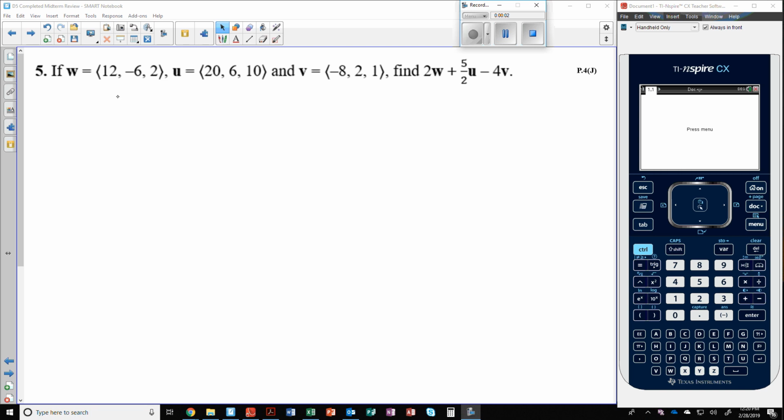Number 5, if w equals this vector as shown here, and u is this vector, and v is this vector, let's find 2w plus 5 halves u minus 4v. Now first, I want to show you just the algebra way, and then I'll show you how we can use the calculator to solve this.